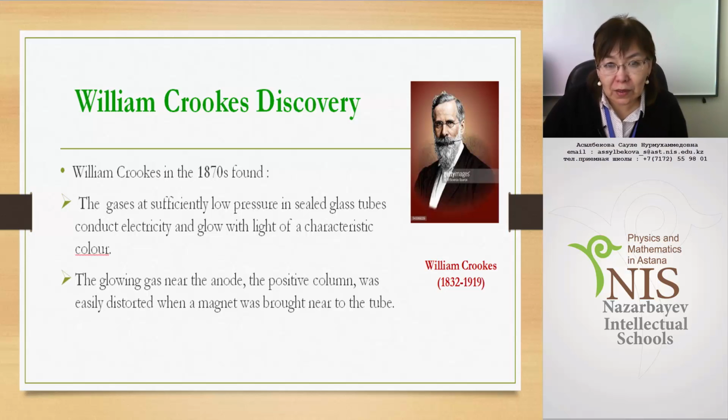Well, from this frame. William Crookes' discovery was made in the 1870s when he took a very specific glass tube under low pressure, and saw a light glow of characteristic color. It happened near the anode, which was positive, and it was attracted by the positive plate, and this glow was easily distorted when a magnet was brought near the tube.